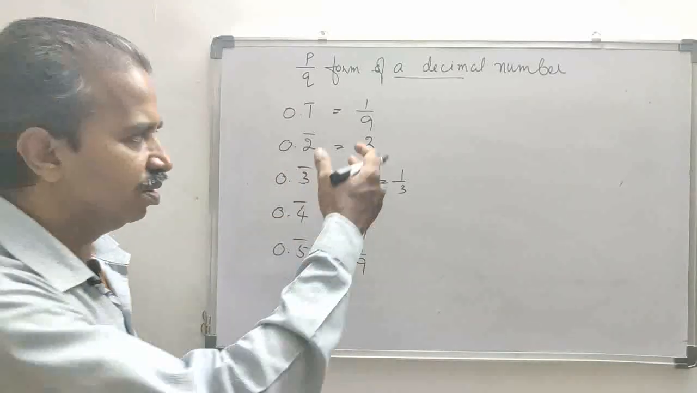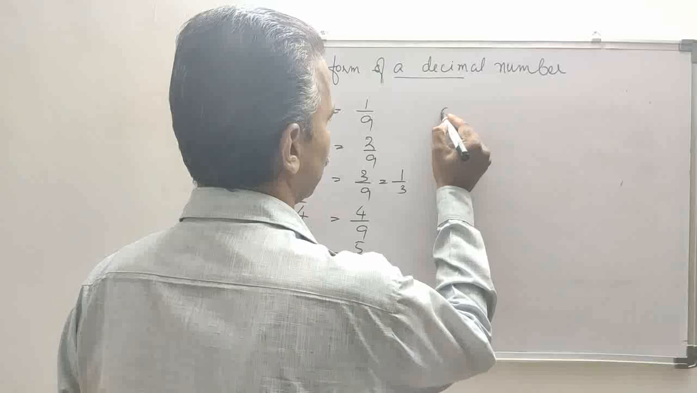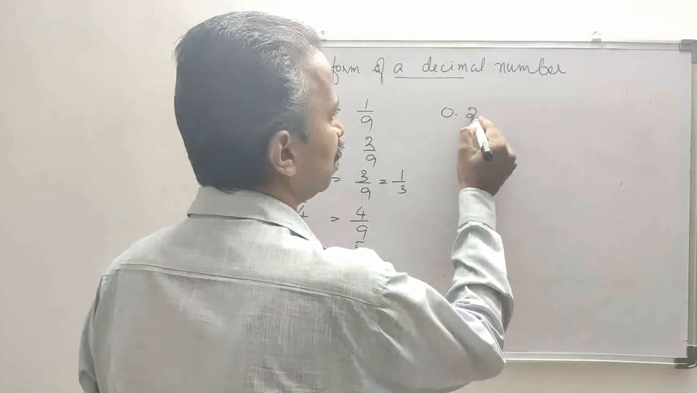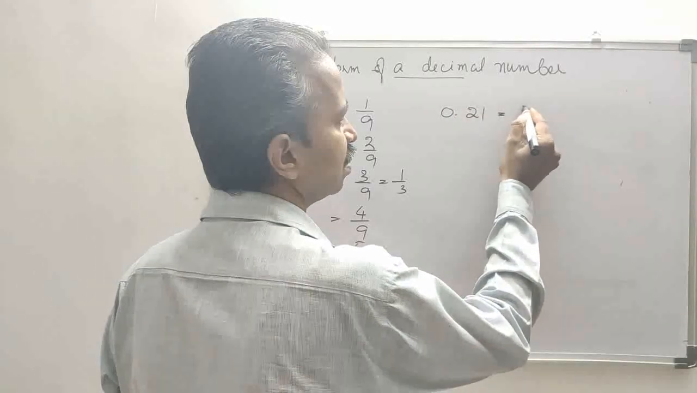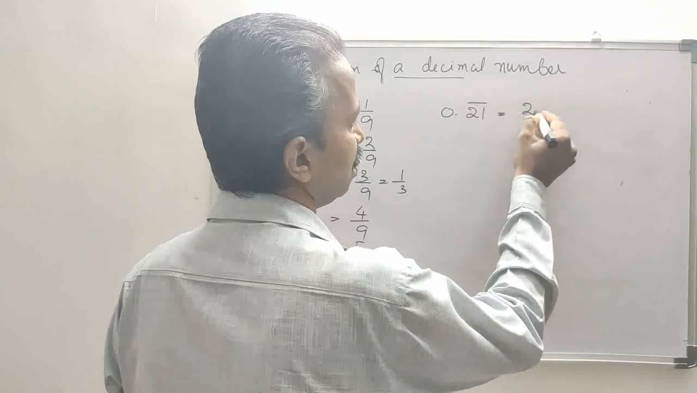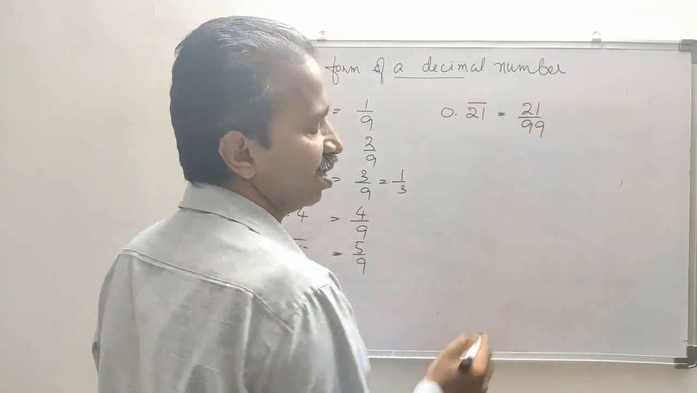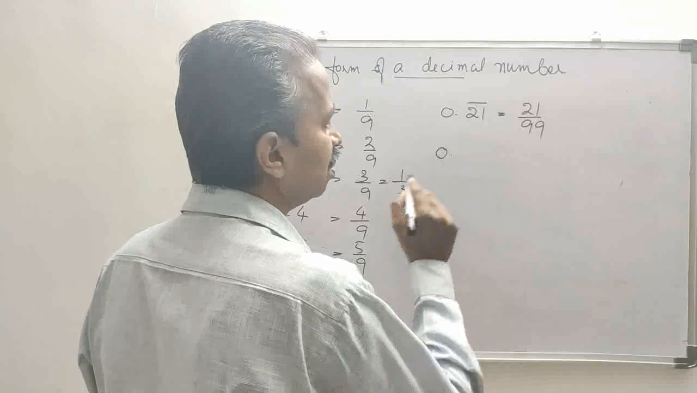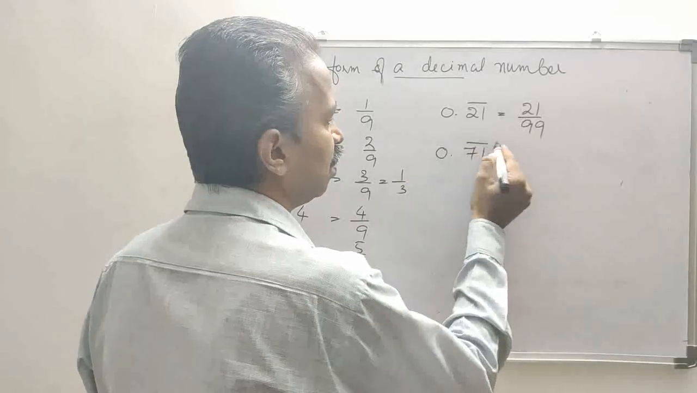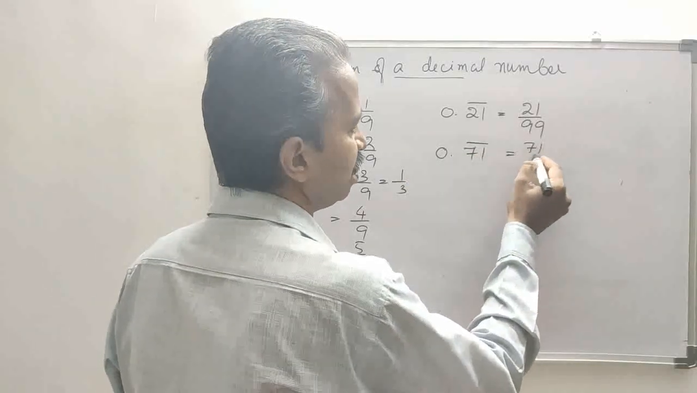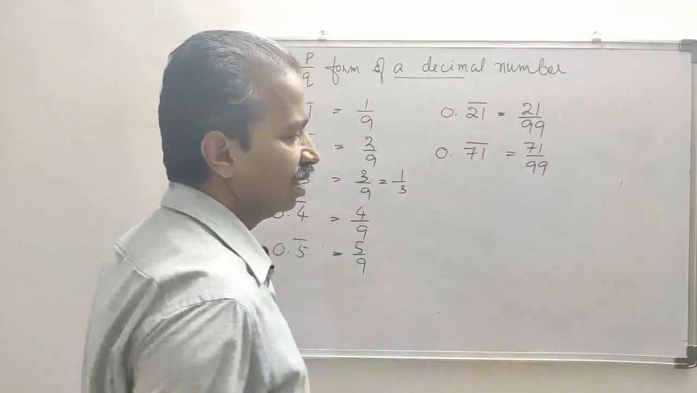We can write, if a group of 2 digits is recurring, that is 0.21 bar, 21 bar is 21 upon 99. What about 0.71 bar? That is equal to 71 upon 99, we can write directly.